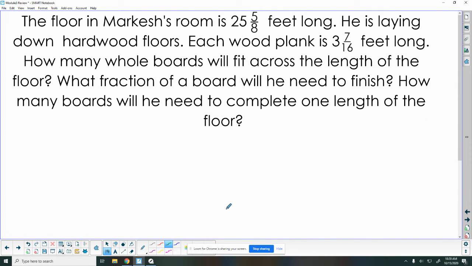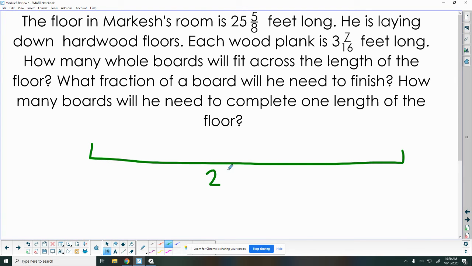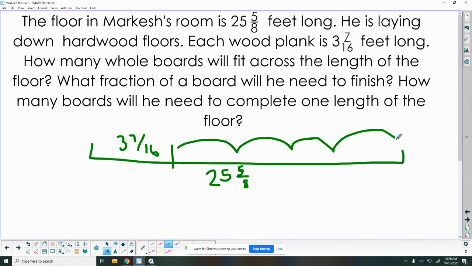Hey, the floor in Marquesh's room is 25 and 5/8 feet long. He is laying down hardwood floors. Each wood plank is 3 and 7/16 feet long. How many whole boards will fit across the length of this floor? So I know the whole floor is 25 and 5/8 feet long. And he's laying down a board that is 3 and 7/16, and they want to know how many of those are going to fit across the floor.